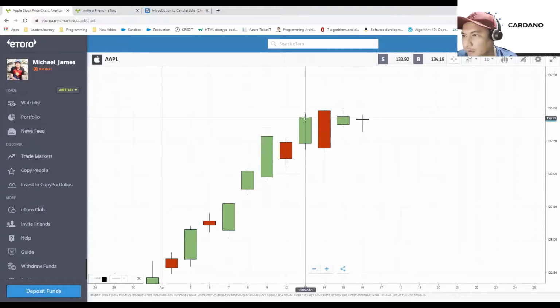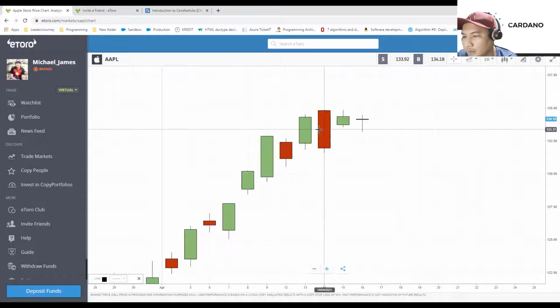So when the color is green, this means this is a bullish sign because a lot more people buy stocks. That's why the price eventually went up. But there are also sellers. That's why this string is not the highest price. No, it went down.